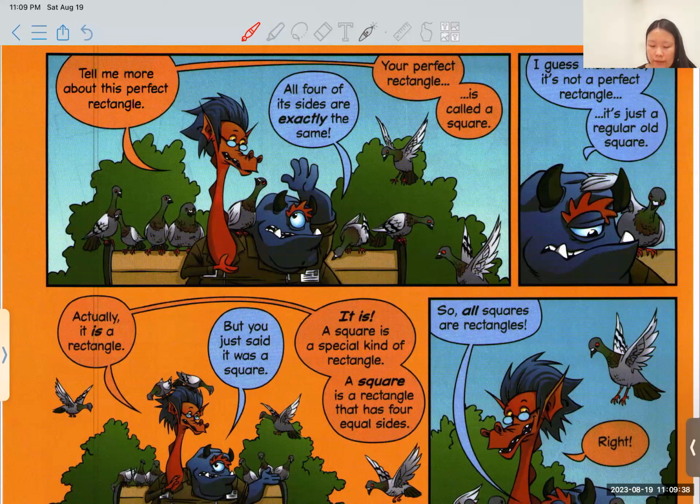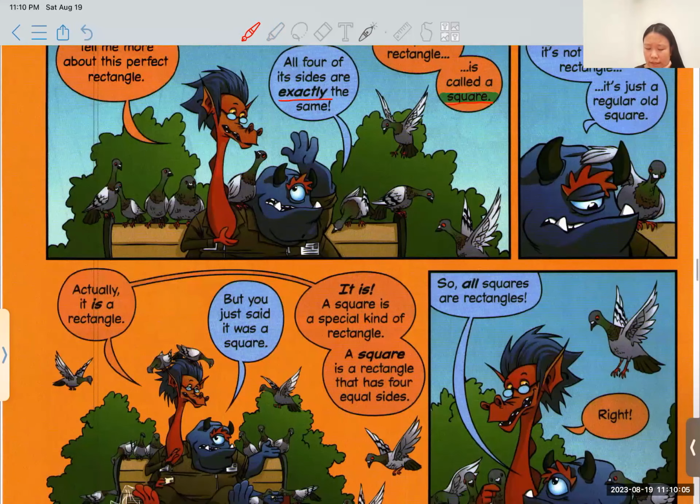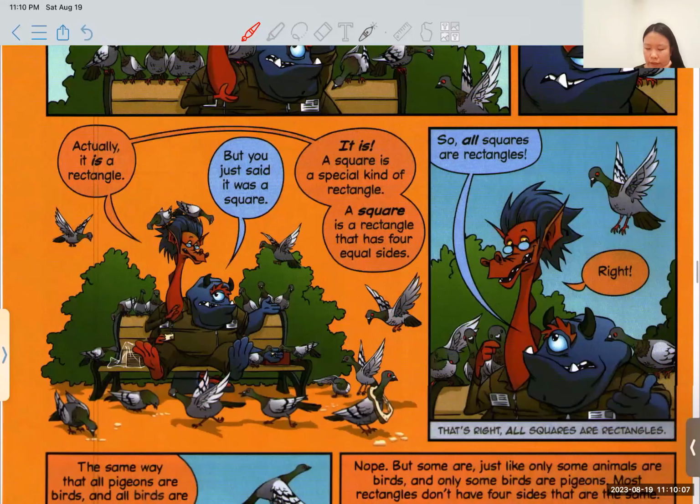Tell me more about this perfect rectangle. All four of its sides are exactly the same. Your perfect rectangle is called a square. I guess that's true, but it's not a perfect rectangle. It's just a regular old rectangle. Actually, it is a square. It is a rectangle. But you just said it was a square.